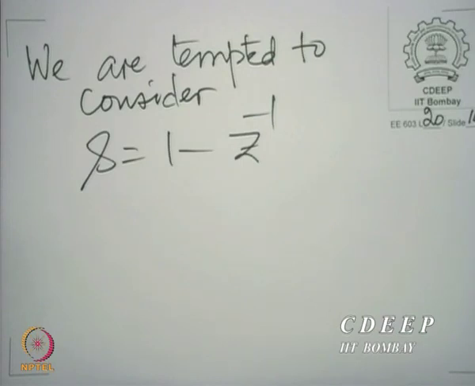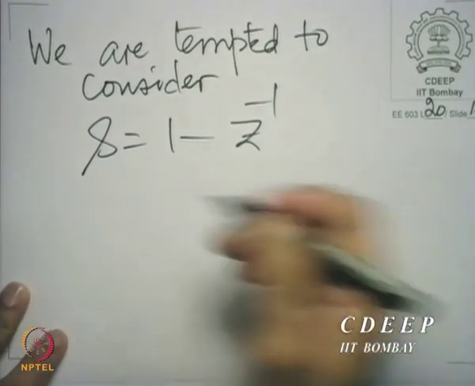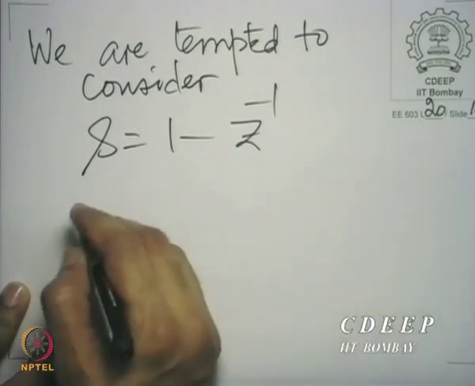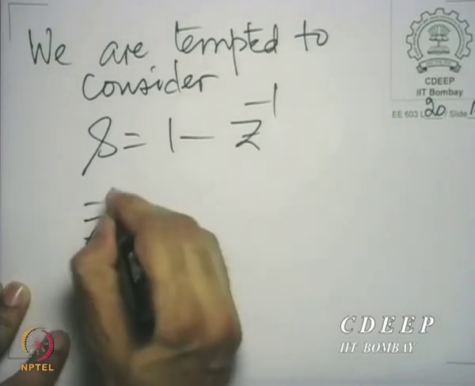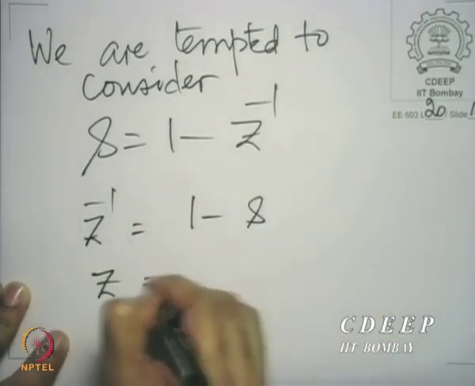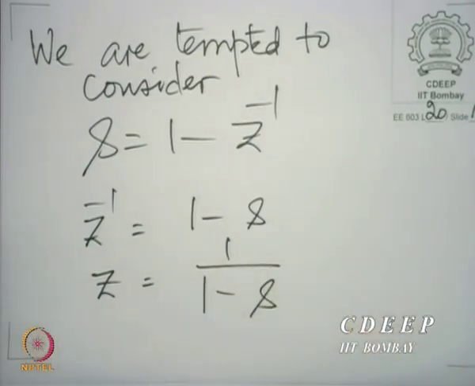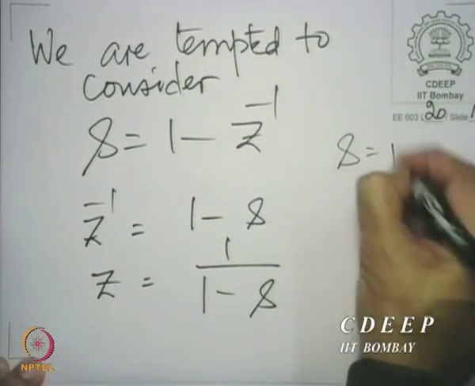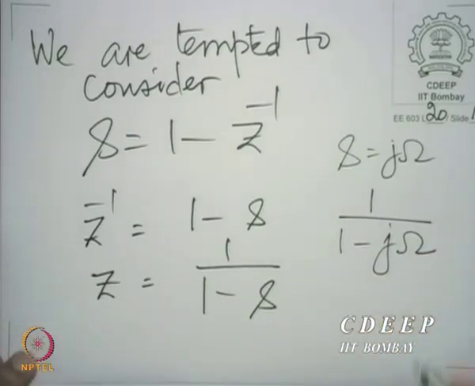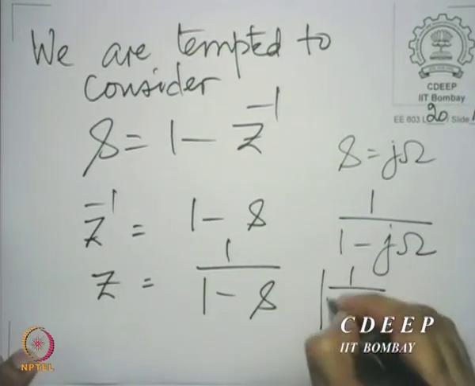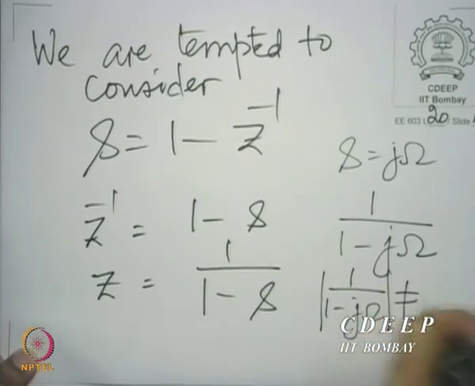Now, we do not need to go too far to see that this is not adequate as far as our conditions go. In fact, all that we need to do is to write Z in terms of S. So, Z inverse is clearly 1 minus S, and therefore, Z is 1 by 1 minus S, if we take this transformation to be true. And then we only need to substitute S equal to j omega. Then 1 by 1 minus j omega does not even have a magnitude of 1. So, mod of 1 by 1 minus j omega is not 1 for all omega.